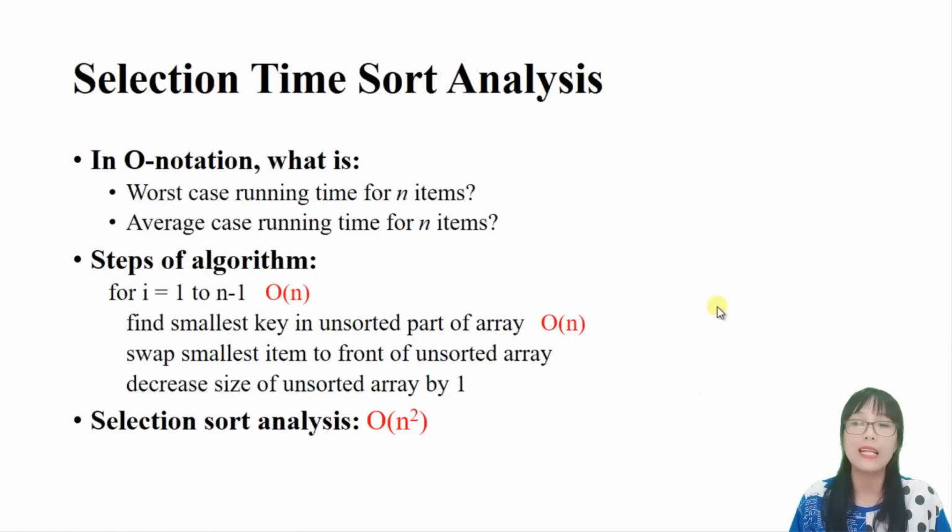Selection sort analysis. In big O notation, what is the running time for n items? Steps of the algorithm: for i equals 1 to n minus 1, find the smallest key in the unsorted part of the array, O(n). Swap the smallest item to the front of the unsorted array, O(n). Decrease the size of the unsorted array by 1. Selection sort analysis: O(n squared).